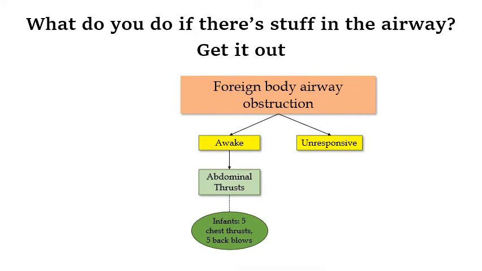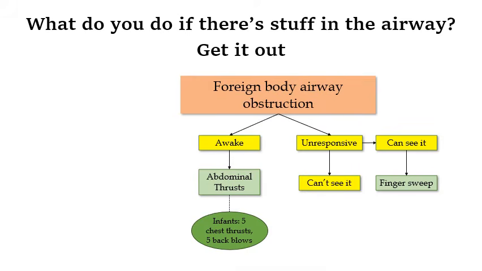So I know that in my unresponsive patient, I've already gotten the tongue out of the way. Now I need to look in there. When I look in there, if I can see a foreign body, I'm going to go ahead and just finger sweep it. I'm not going to finger sweep though if I can't see it. My unresponsive patient, I suspect they have choked on something, maybe that's what we were called for. I'm just going to do CPR. Now, I'm going to do CPR whether or not they have a pulse. This is just my algorithm for foreign body airway obstructions.